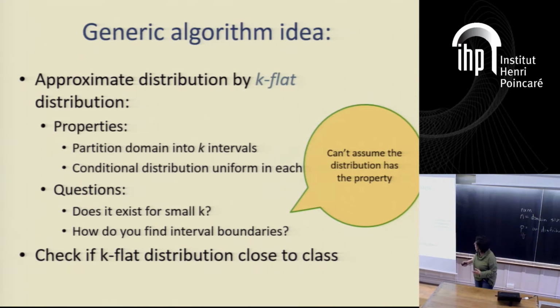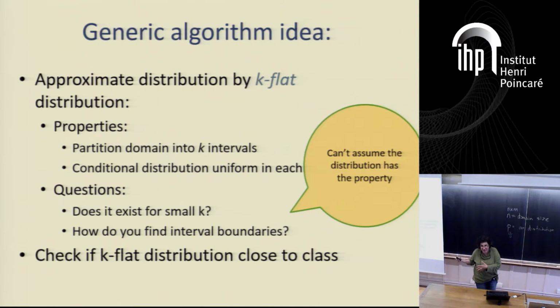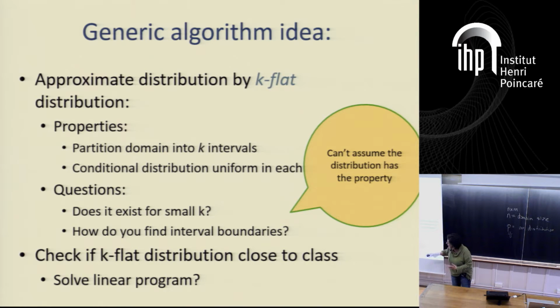And you can't do this assuming the distribution has the property. You have to say that the thing works even if the distribution didn't have the property, because it's a tester. The tester needs to work even if the distribution didn't have the property. And then, how do you check that the k-flat distribution is close to having the class? This is a computational problem.